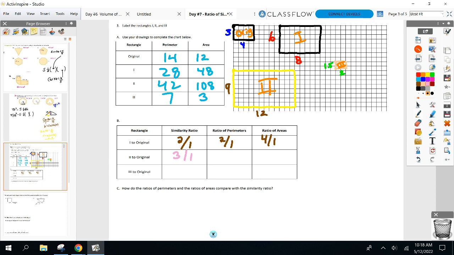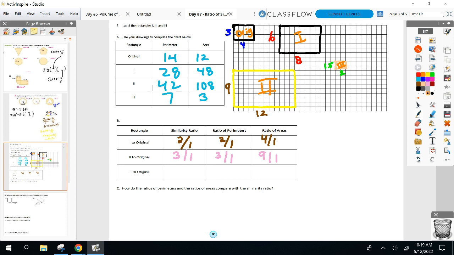Look at your table now. Look at the perimeters. 2 to original. 42 to 14. Does that reduce? 3 to 1 again. 108 to 12. 9. Ooh. Anybody see maybe a pattern here yet? Oh, maybe you do, maybe you don't. We still got one more.